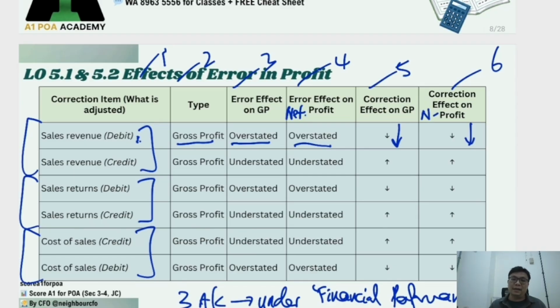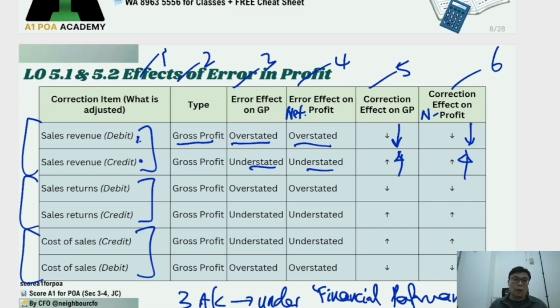Once you understand that, you will have a much better appreciation of the next line item, which talks about the opposite. In this instance, we have sales revenue, and the correction is we credit. The reason we credit is because gross profit is understated, and of course net profit is understated as well. After we do the correction, the gross profit will go up, and likewise the net profit will go up as well.